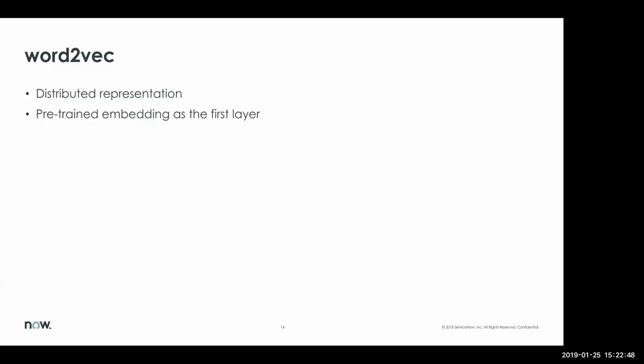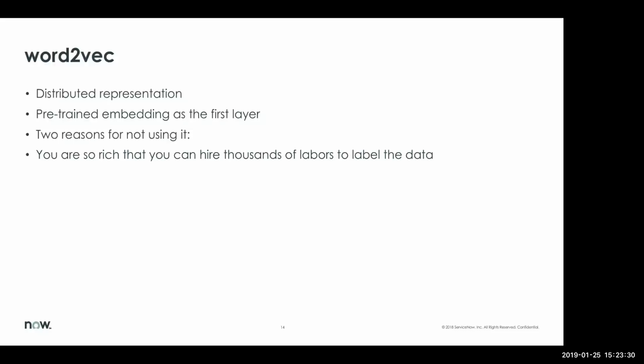After you train a word2vec or fastText, you can utilize this word embedding directly in your task. You don't need to figure out a way to represent your text data. It turns out currently almost everyone who is doing NLP is utilizing this idea. There are two reasons I can think of that you're not using it. One is you're so rich that you don't need to hire thousands of labelers to label the data. The second is you're acting recklessly, and you are probably going in the wrong direction.